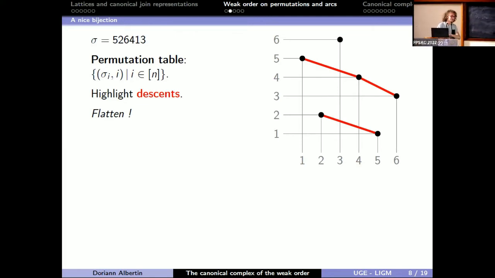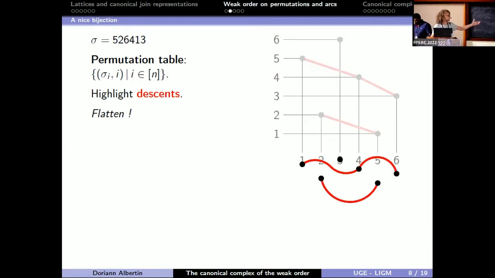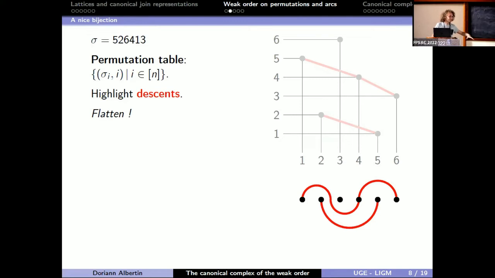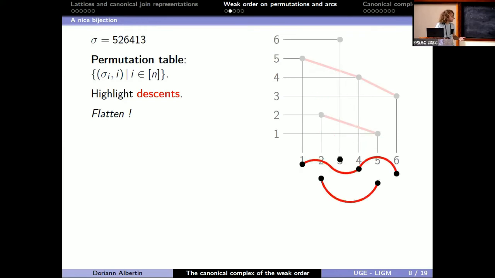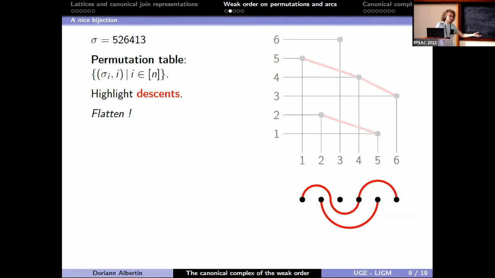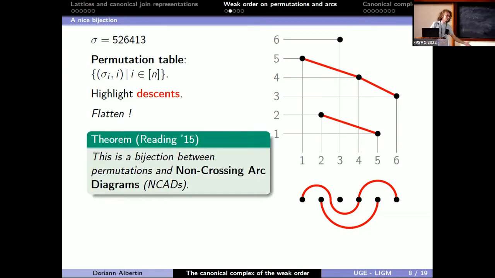So you flatten the picture. You press it vertically in this way, allowing the segments to bend, but not to pass a vertex. So that's the way it goes. And well, the theorem is that's a bijection, which is pretty nice. It's a bijection with this object that we call non-crossing arc diagrams. Each of these 3 wiggling lines is an arc. So you have 3 arcs here, not 2.